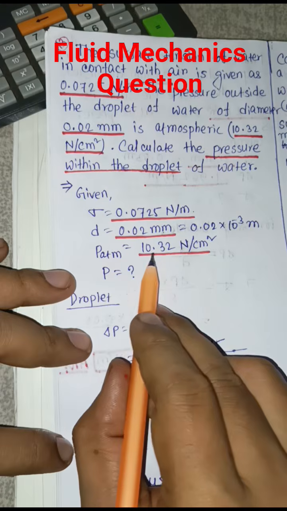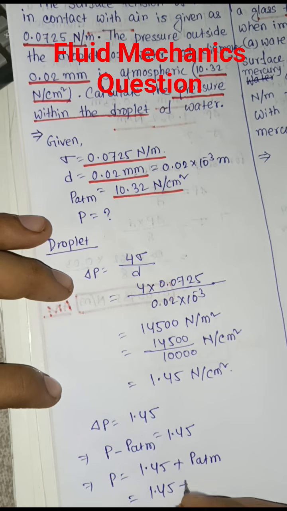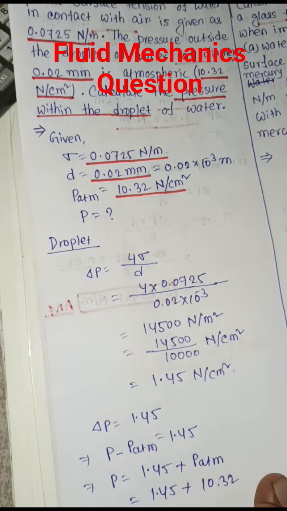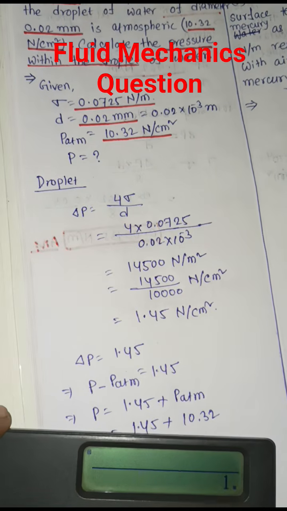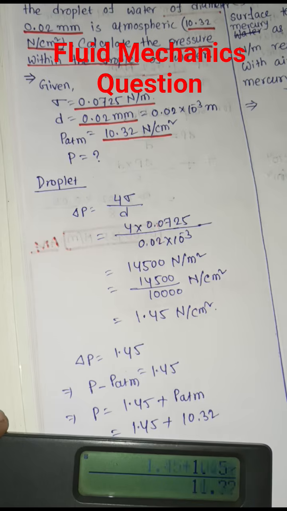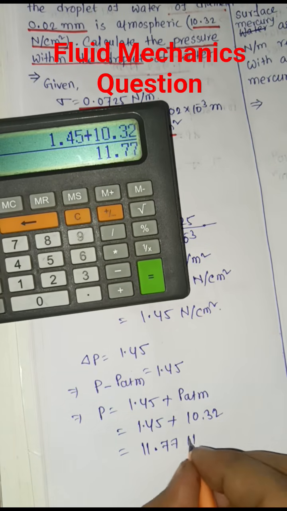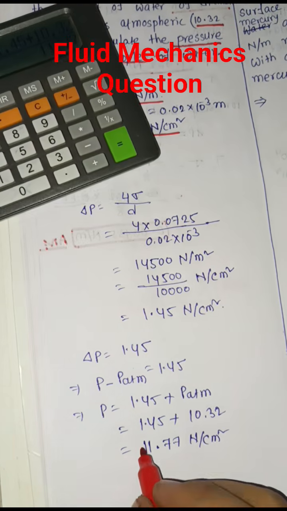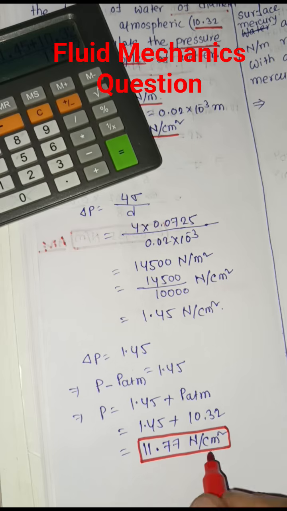What is the atmospheric pressure? That is equal to 10.32. So 1.45 plus 10.32 is equal to 11.77 Newton per centimeter square. So the answer will be 11.77 Newton per centimeter square.